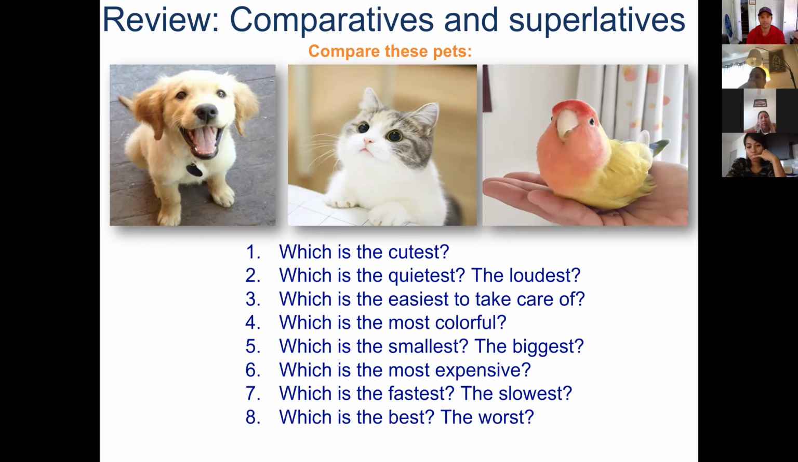Which is the fastest? The dog. Depends on the dog. The bird? The cat is probably faster than the dog. You think? Maybe, I think so. Cats are pretty fast, you know.